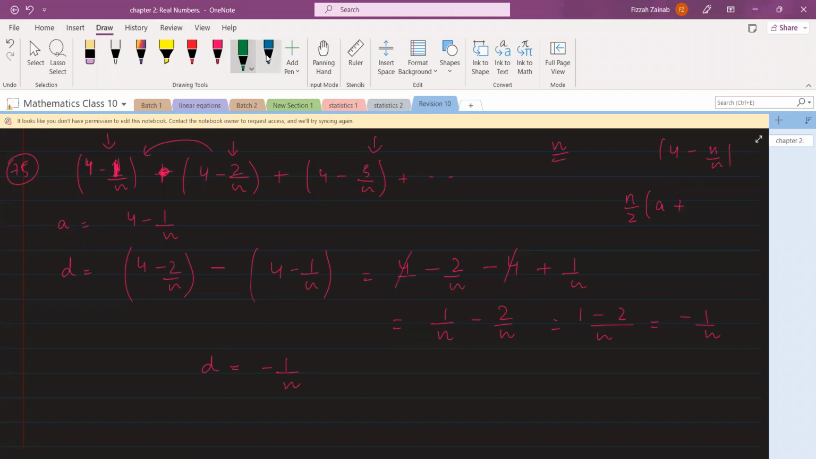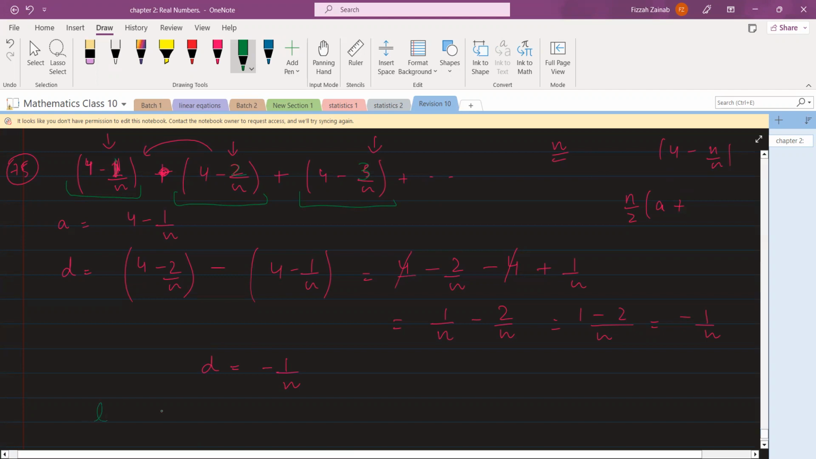See, in this particular question, you can easily write the last term yourself by understanding the pattern. This is your first term, 1 by n, right? Second term, you have 2 by n. Then third term, you have here 3 by n. So that means the nth term, the last term, I'm calling it l, is going to be 4 minus n upon n. Is it fine, Hamna? Yes, ma'am. Okay, so that means 4 minus, so n upon n is 1. That means 3. So the last term is 3.